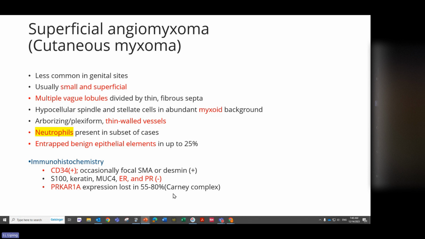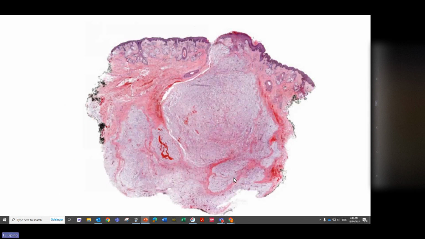If we see some anatomy sites, there are 3 sites. One is in the nipple, the other one is in the eyelid, and then in the ear. These 3 locations more commonly seen in Carney complex. So let's see low power.